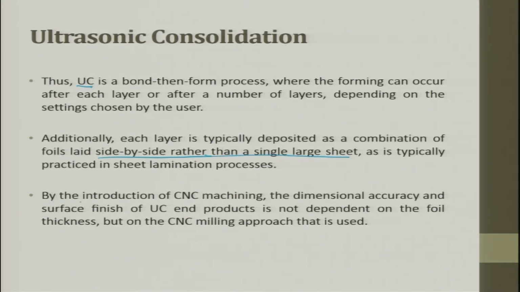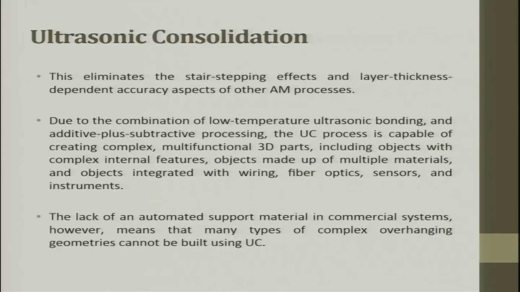By the introduction of CNC machining, the dimensional accuracy and the surface finish of UC end products are not dependent on the foil thickness, but on the CNC milling approach. This eliminates the staircase effect. Whatever is formed when you do a layer by layer approach, the staircase, is removed by the ultrasonic consolidation method, whereas layer thickness determines the accuracy in other AM processes.